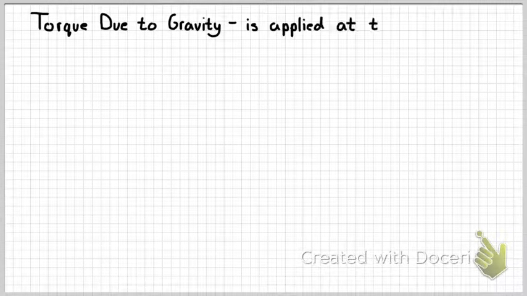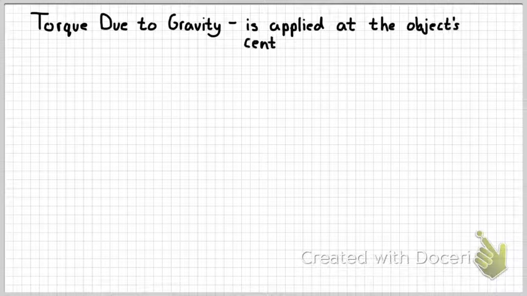Gravity can cause a torque on an object. We always draw the force due to gravity at the center of mass. The center of mass is kind of a nebulous term for us right now. Typically that's going to be the center of a uniform or symmetric object. We'll learn more about center of mass later in the year.